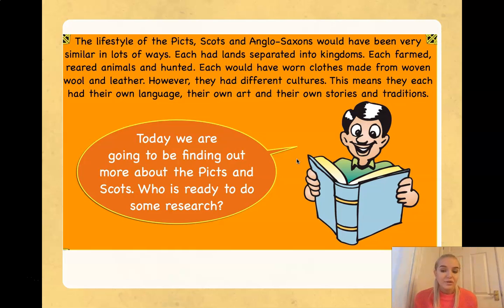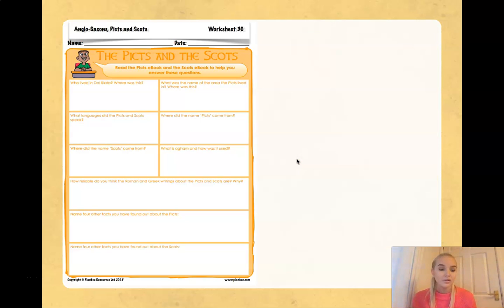Now, today you're going to be finding out lots more about the Picts and the Scots. Your task today, in your resources, you're going to be given two ebooks, one for the Picts and one for the Scots. Your job is to read through both ebooks and really understand what the Picts were like and what the Scots were like. Although they were very similar, they were actually quite different too. And then I would like you to use your new knowledge to answer the following questions here.